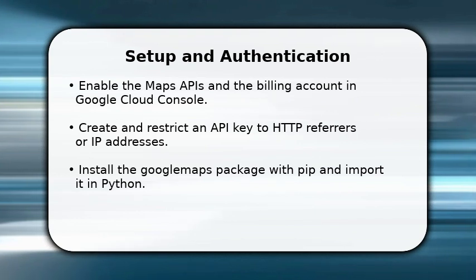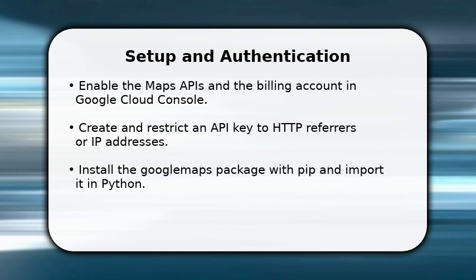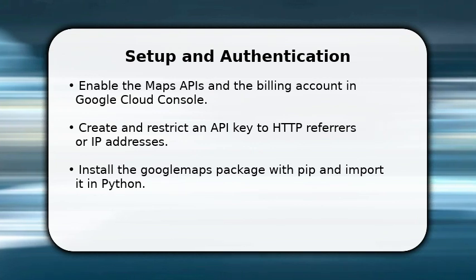Install the official Google Maps package using pip and import it into your Python script. Initialize the client like this. client = googlemaps.Client(key=API_KEY). Use environment variables or a secrets manager to load the key at runtime.